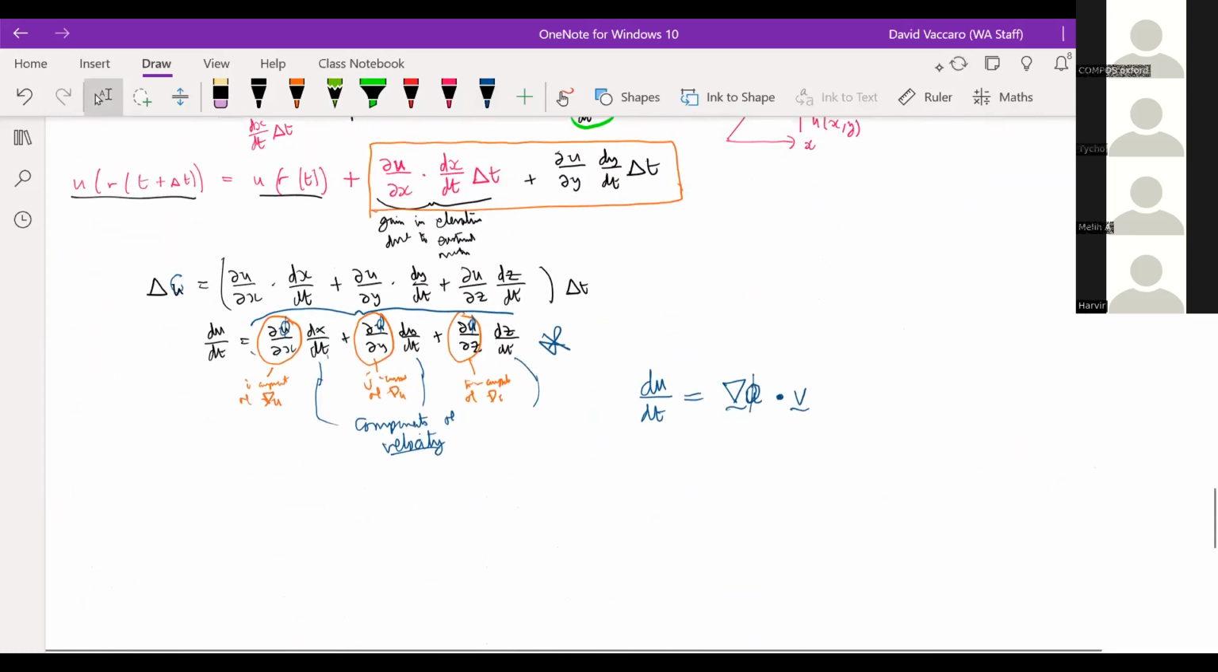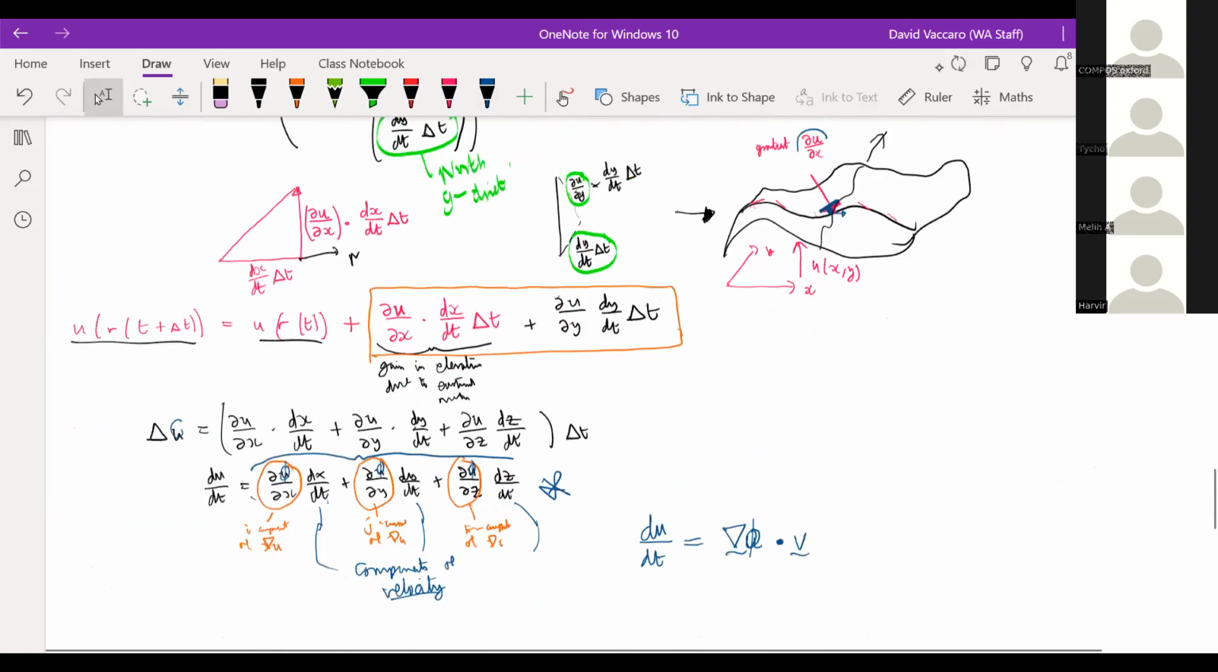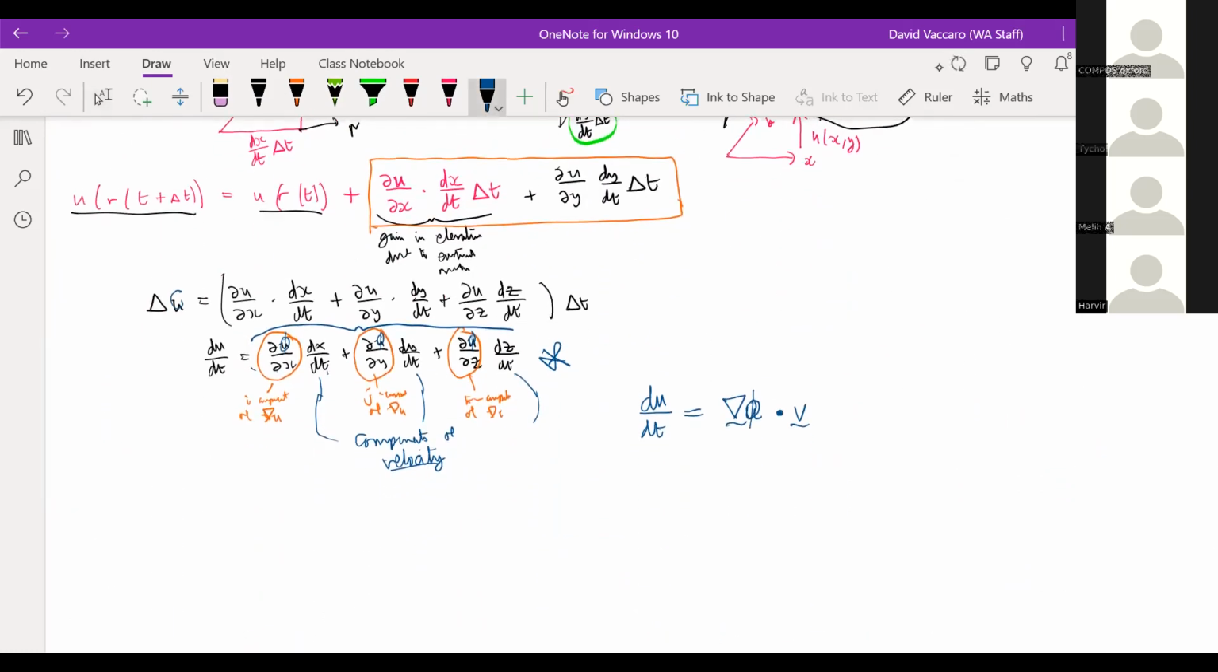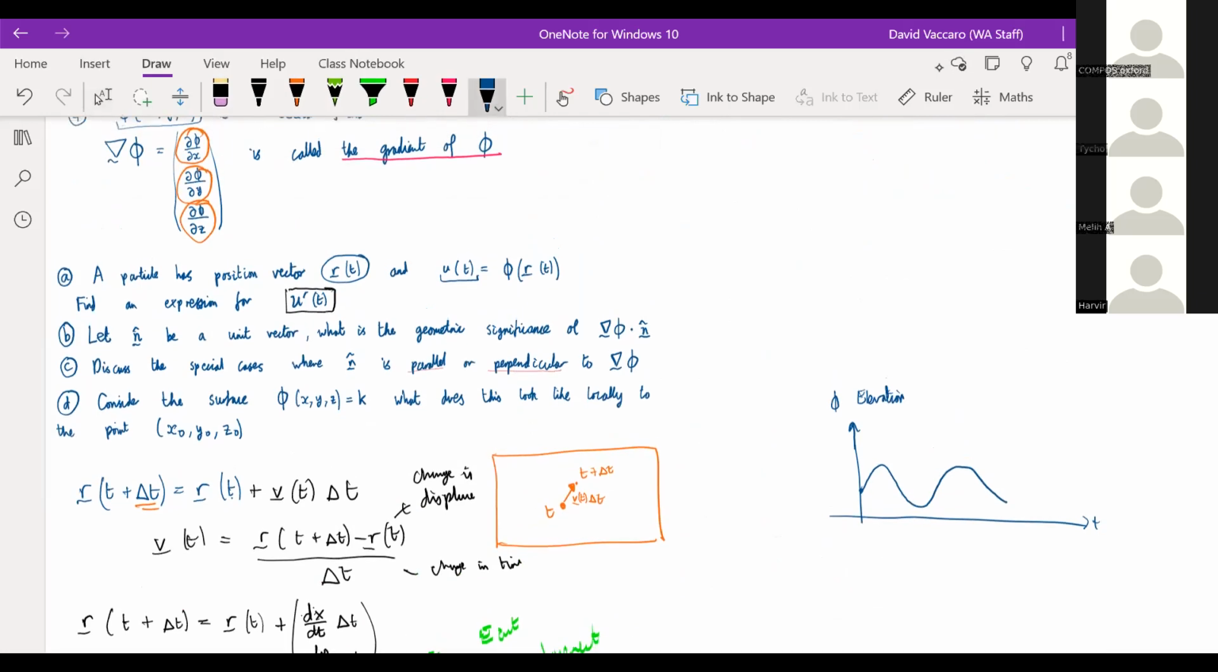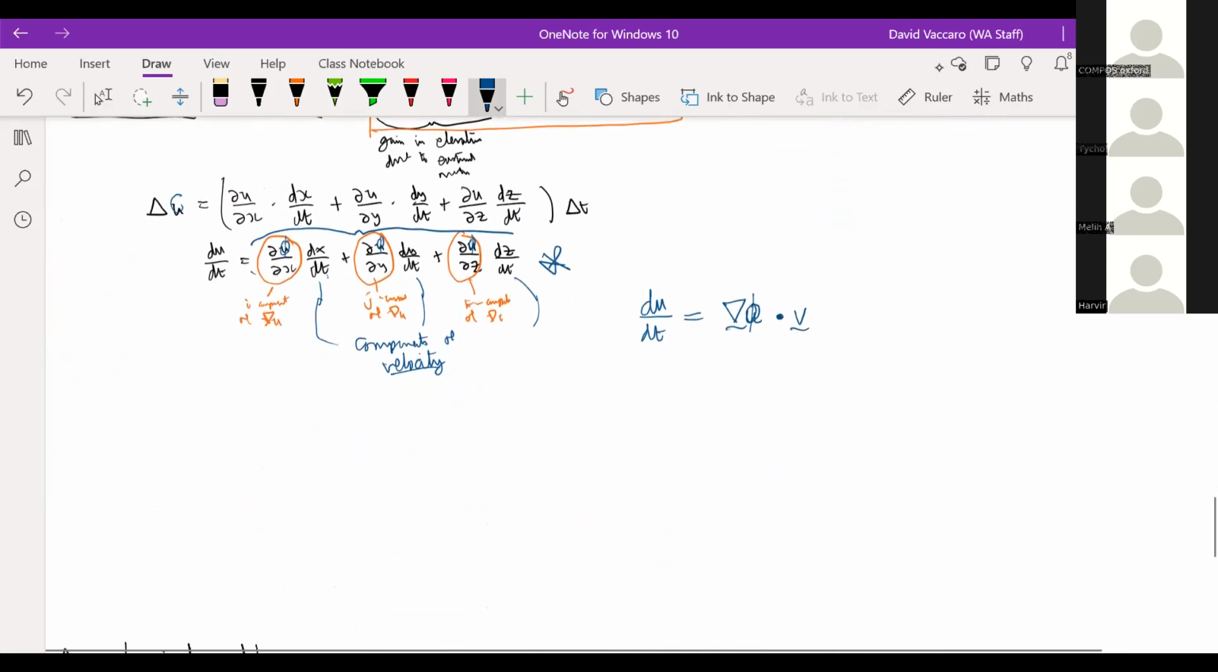Okay, so if I want to get the rate at which my elevation is changing, I look at the gradient vector dotted with the velocity. Right, let n hat be a unit vector. What is the geometric significance of grad phi dot n? So let's make my velocity n hat. Sorry, my velocity just n hat t. So the rate of change of elevation is just grad phi dot n. So what does this mean?